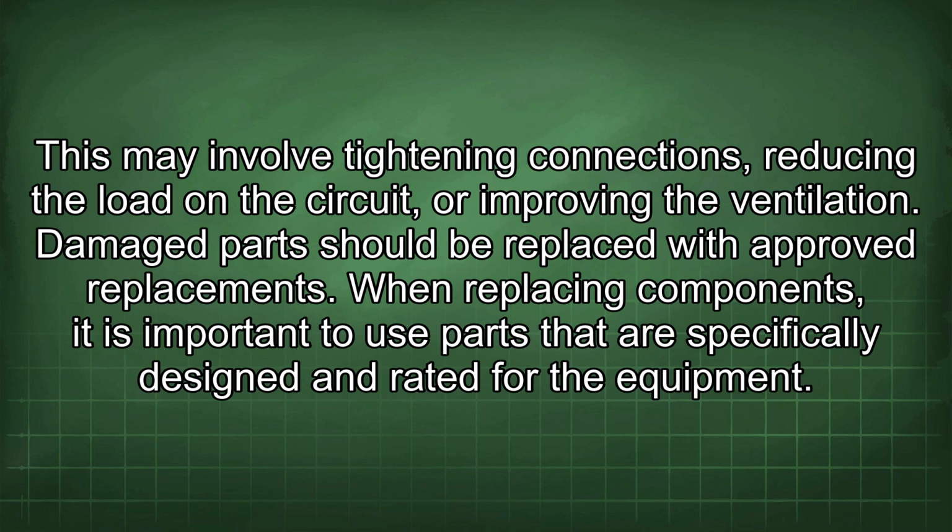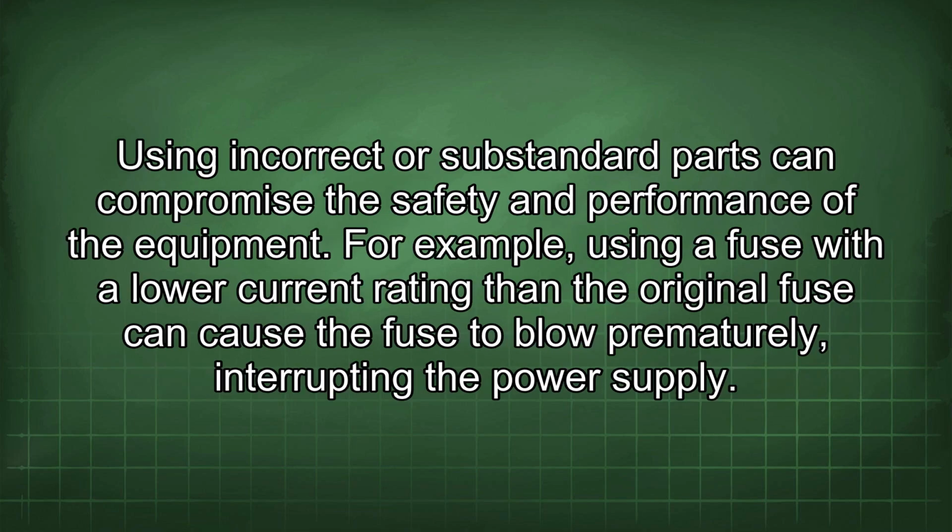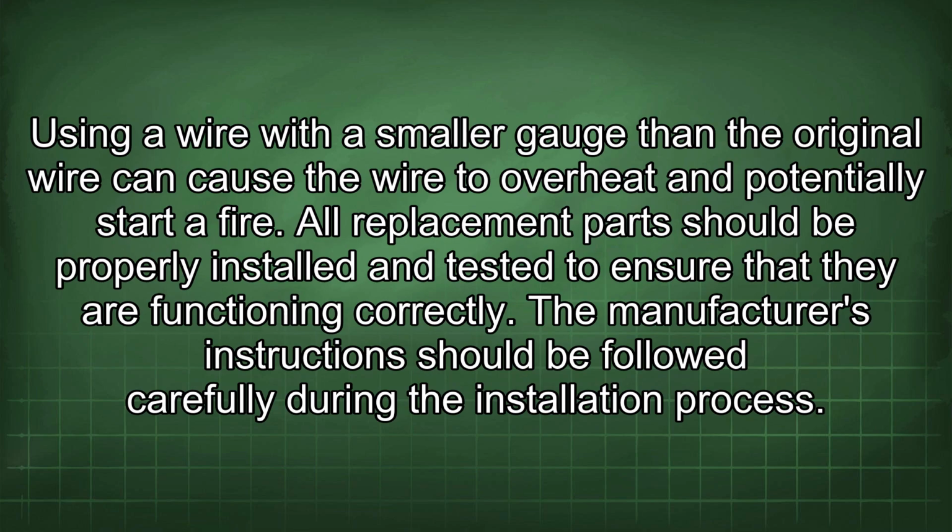When replacing components, it is important to use parts that are specifically designed and rated for the equipment. Using incorrect or substandard parts can compromise the safety and performance of the equipment. For example, using a fuse with a lower current rating than the original fuse can cause the fuse to blow prematurely, interrupting the power supply. Using a wire with a smaller gauge than the original wire can cause the wire to overheat and potentially start a fire. All replacement parts should be properly installed and tested to ensure that they are functioning correctly.